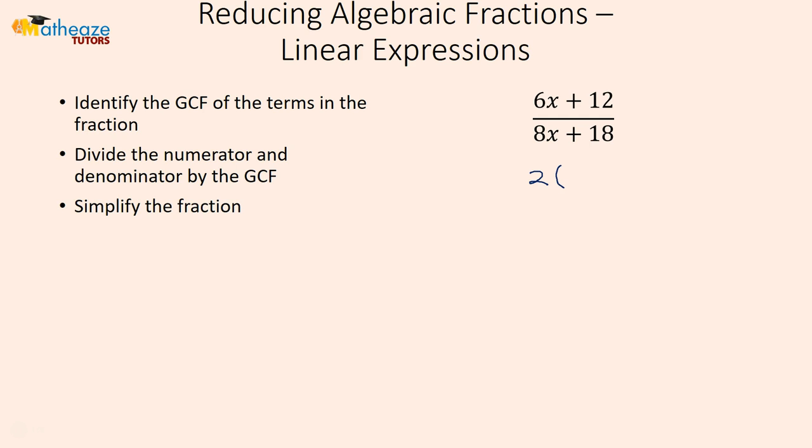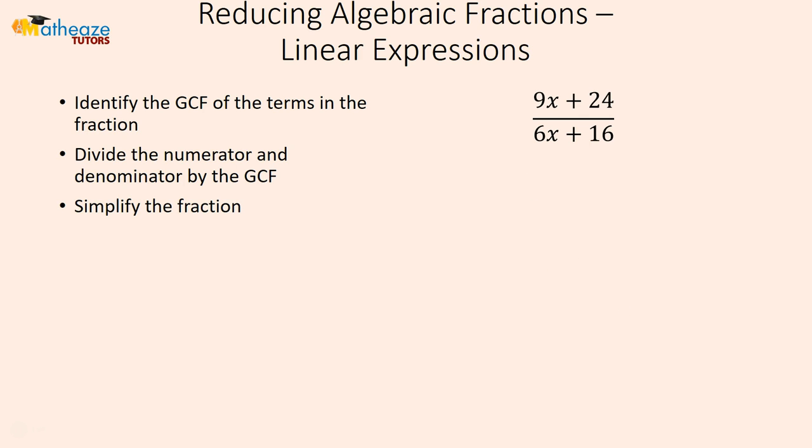So this is going to give us, if you want to understand how to factor, there's also a video that covers that. This will give us 3x plus 6. And then we have 2 here, 4x plus 9. So 2 crosses out 2. So that's going to give us 3x plus 6 over 4x plus 9.